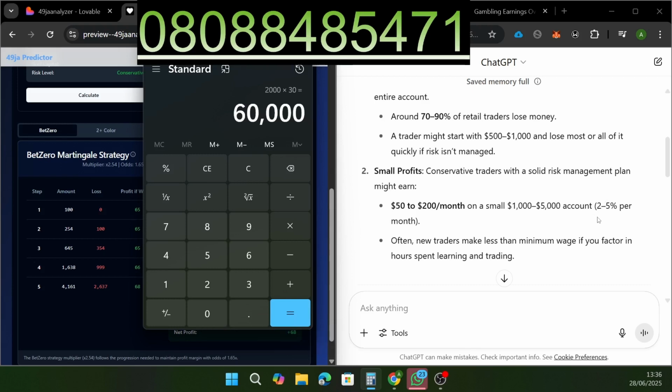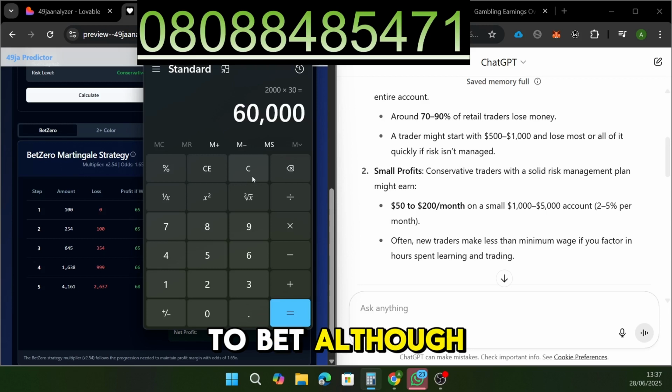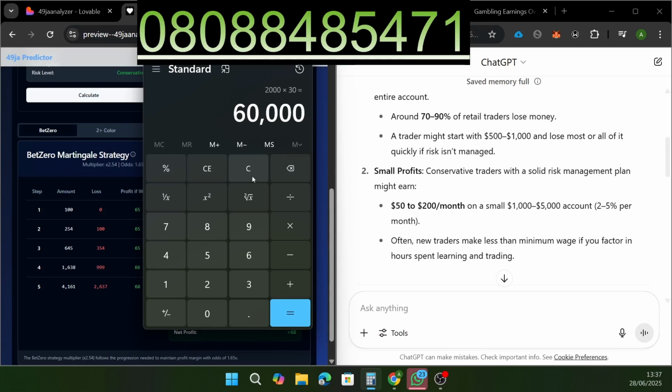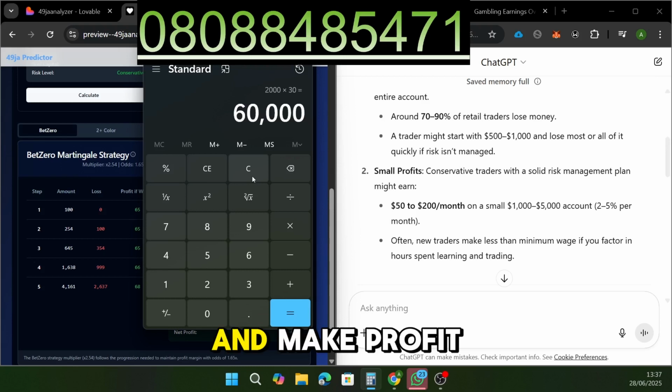So basically, if you want to use your betting skill to make some money in the long run, that is the best way to bet. Although sometimes you can take some risks, basically this is the best way to gamble and make profit in the long run.